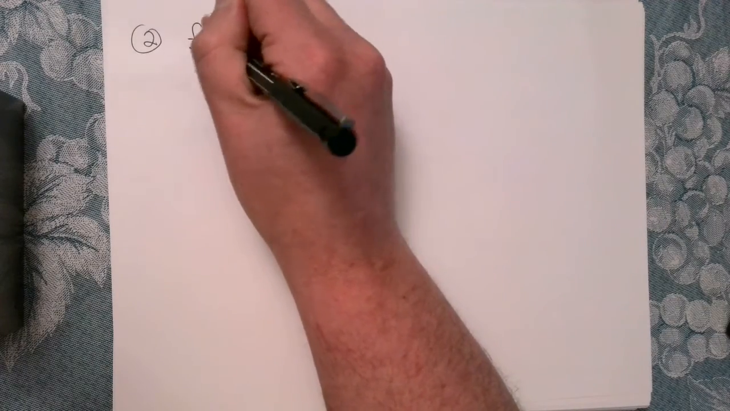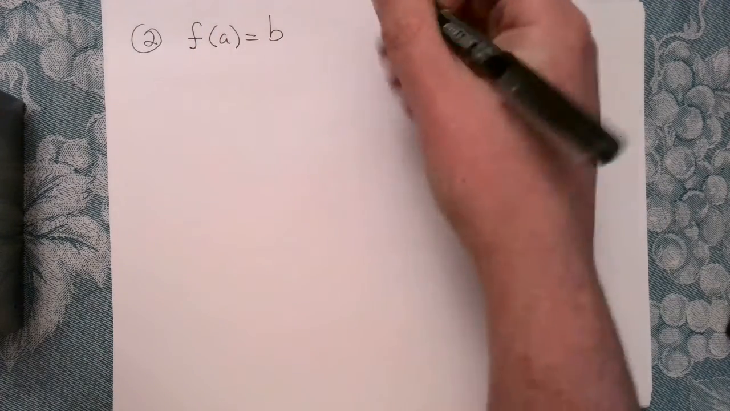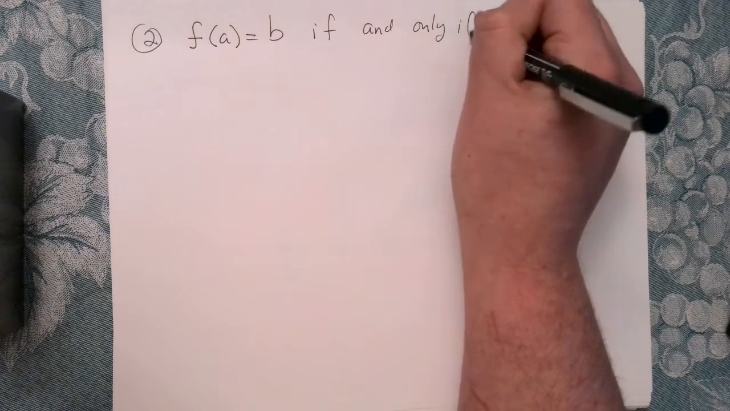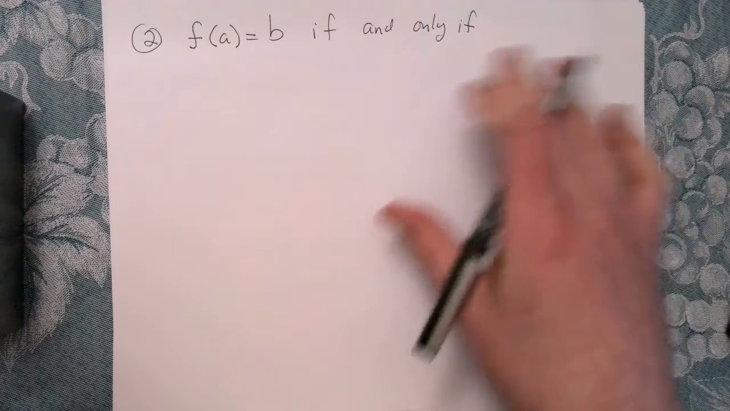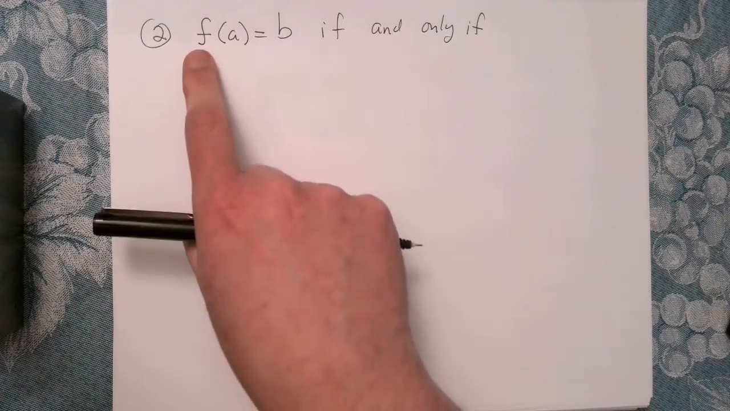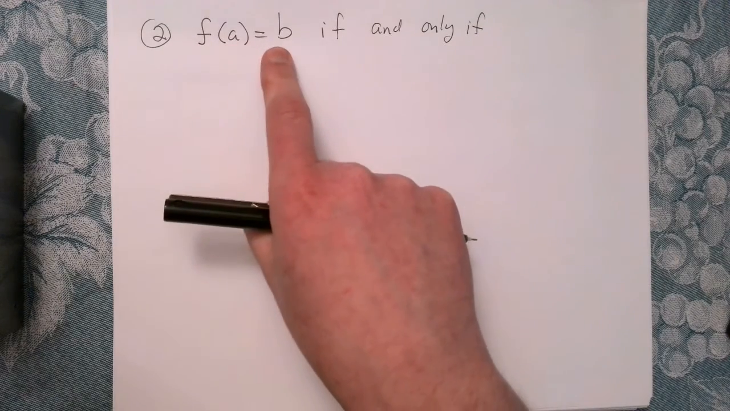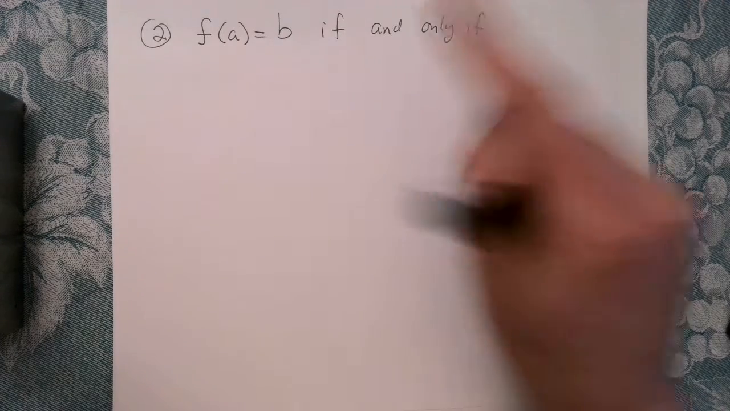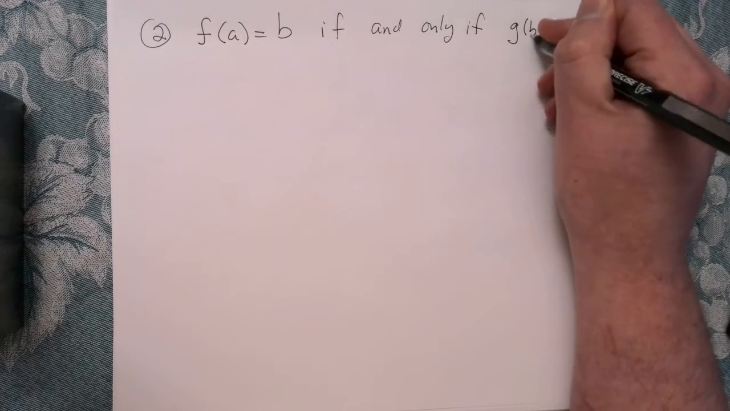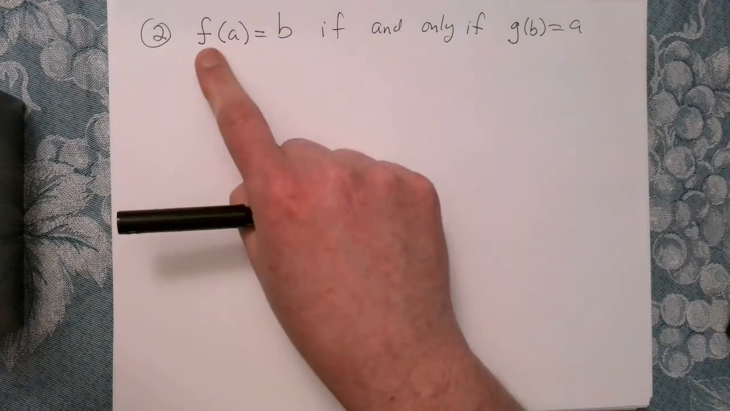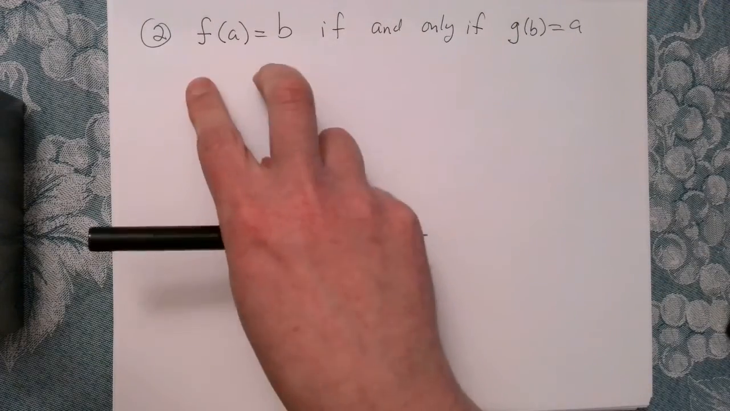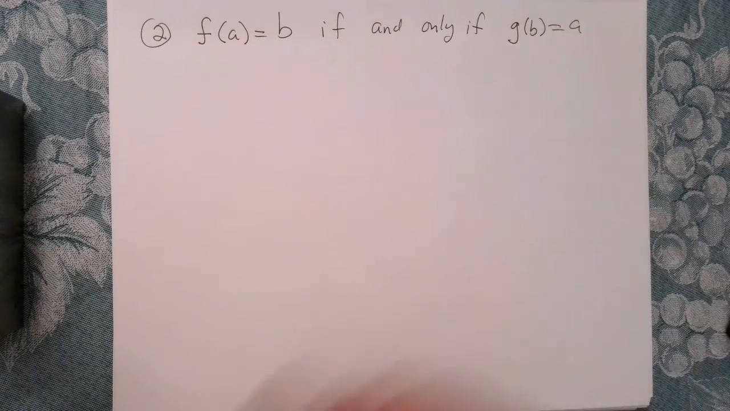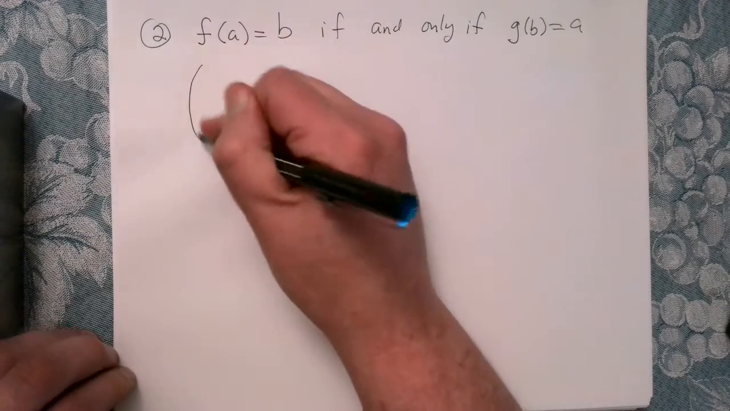So f of a equals b if and only if, well, before I give the result, the punchline here, let's think about this. f takes a to b. What can you say about g, the reverse map? Where does g take b? It takes it to a, because if g and f are invertible, they do the reverse things. If f takes a to b, g takes b back to a. Okay, again, not surprising.